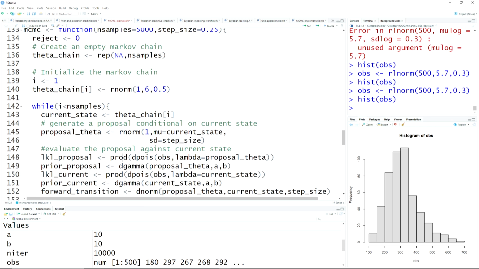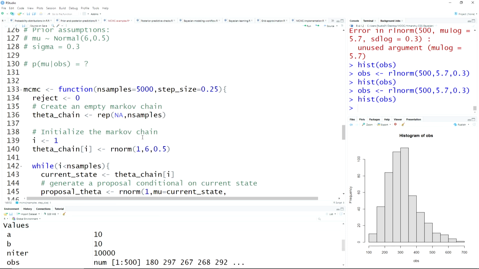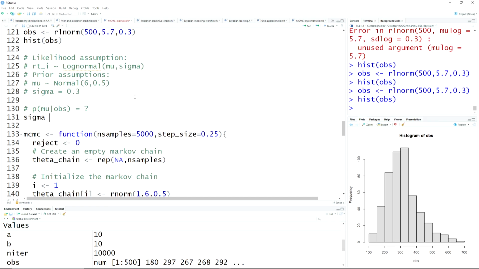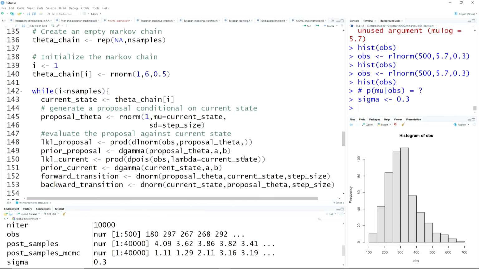Now, here you would calculate the likelihood of the proposal. So your likelihood distribution is actually log normal. So you will use DL norm. Okay. So the likelihood function is log normal. So observation, and rather than lambda, the mean is proposal theta, and then you have directly sigma. So what is sigma? 0.3. I think we should write it here. Sigma is fixed at 0.3. Okay. So you can just directly use sigma here.